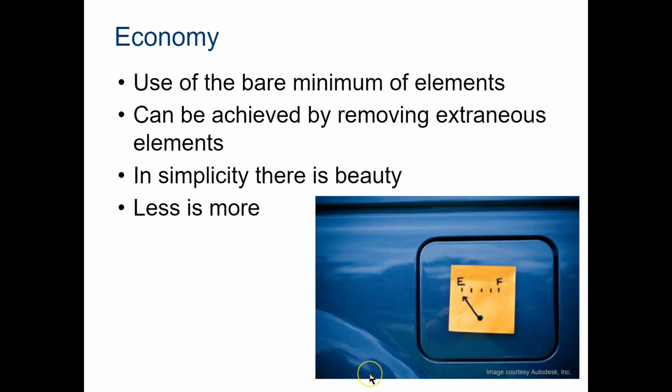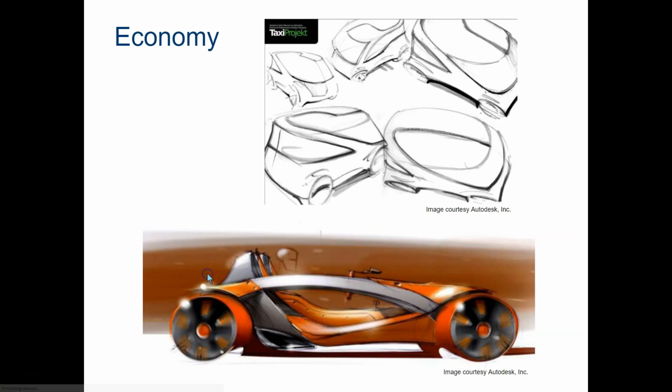And then there's economy. The use of bare minimum of elements. This can be achieved by removing extraneous elements from it. Simplicity in beauty. Less is more. So if we have something that we say, oh, that's beautiful looking, it's usually because it's very simplistic. Tesla does this really well. Things that are overcomplicated tend to have a lot of doodads and gadgets. But that's not economical. So if we look at, say, this car, there's not much there. This concept car is very simplified. There's beauty in its simplicity.